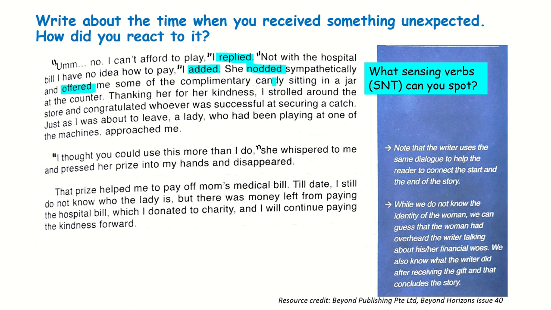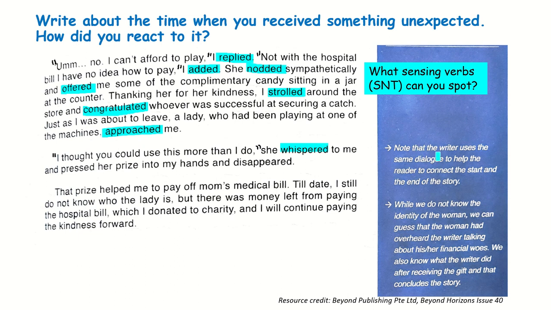So you can see the girl's reflection. Okay, and then I strode around. So strode means instead of saying I walked around, strode means walked leisurely. Congratulated. So you can imagine her saying, "Congratulations, you won." Okay. Next, sensing verbs approached. So again, there's an action.